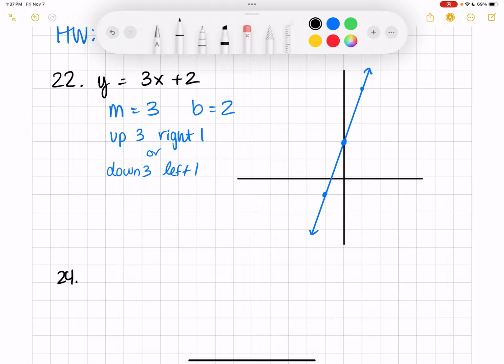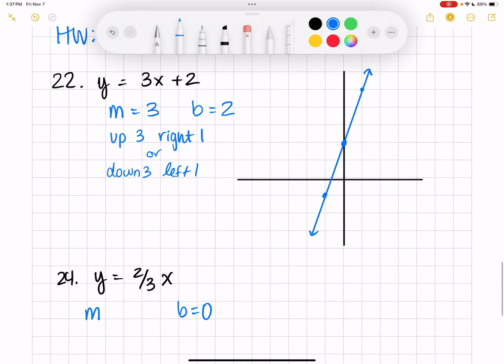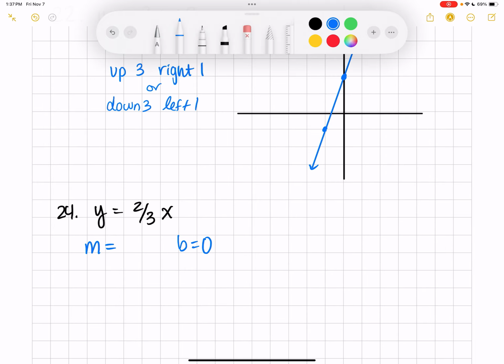24. Y equals 2/3 x. So what's different about this one compared to the last problem? Well, there's a few things, but there's no y-intercept. Yep. Thank you for getting it right first. That's what I wanted you to say. There's no y-intercept. So what does that mean my y-intercept has to be? 0. If it's not written here, then that means that the b value is 0. Now, what's my slope? 2 over 3. What is this telling me to do? Basically, it's go up 2, right 3.